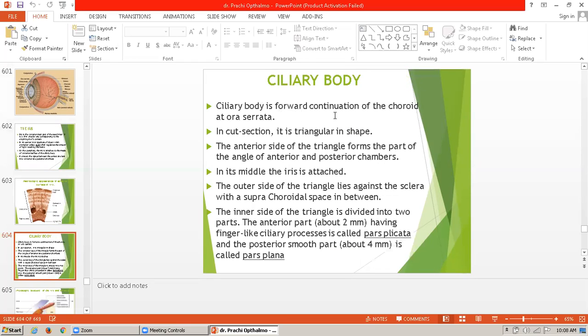The ciliary body is a forward continuation of the choroid at the ora serrata. In a cut section, it is triangular in shape, and the anterior side of the triangle forms part of the angle of the anterior chamber. In its middle, the iris is attached. The outer side of the triangle lies against the sclera with a suprachoroidal space in between. The inner side of the triangle is divided into two parts. The anterior part, about 2 mm, having finger-like ciliary processes, is called the pars plicata, and the posterior smooth part, about 4 mm, is called the pars plana. This is a part of the ciliary body.